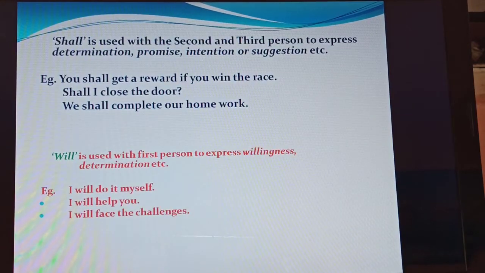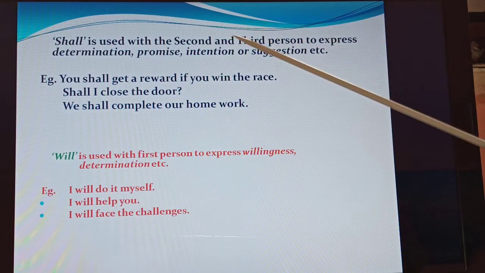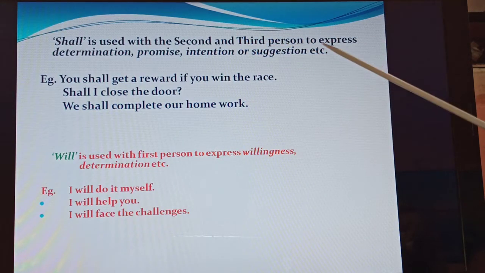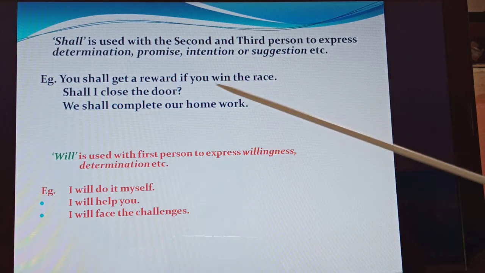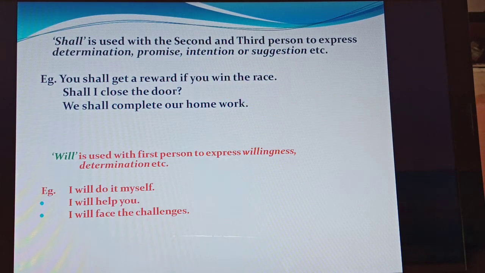Now, shall or will. When to use shall and when to use will, you see. Shall is used with the second and third person to express determination, promise, intention or suggestion. For example, you shall get a reward if you win the race. It's a promise. You shall get a reward, okay. Shall I close the door? It's a suggestion. You are giving suggestion. Shall I close the door? We shall complete our homework. It's a determination. We are determined. We shall complete our homework.